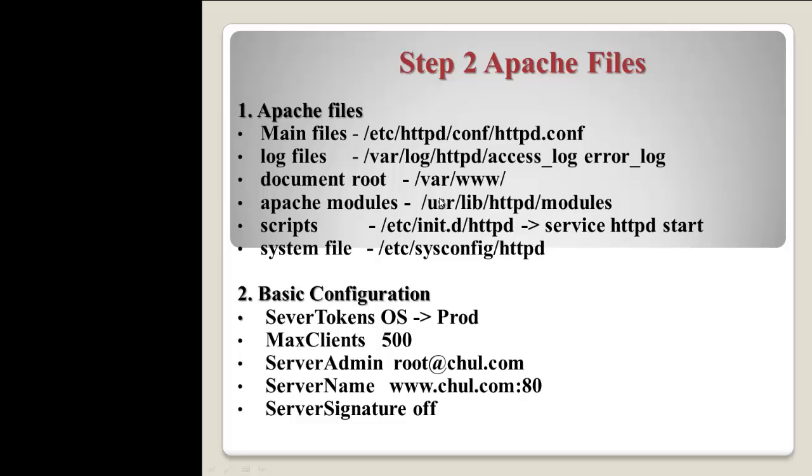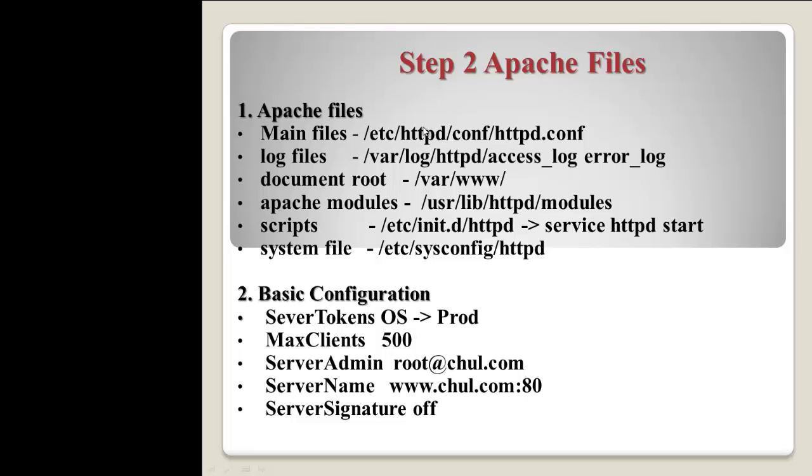And document root, /var/www. It means normally all content files will be saved in this directory, /var/www. And Apache also has many kinds of modules. If we want to find some modules, you can find them in /usr/lib/httpd/modules. So here you can find the modules you want to load. Script file: normally we use service httpd start. This service comes from the directory /etc/init.d/httpd. And if we want to change some system settings, you can use the file /etc/sysconfig/httpd.